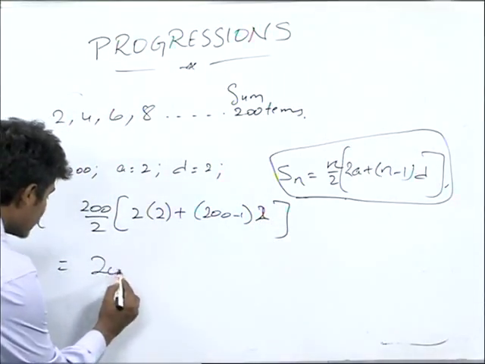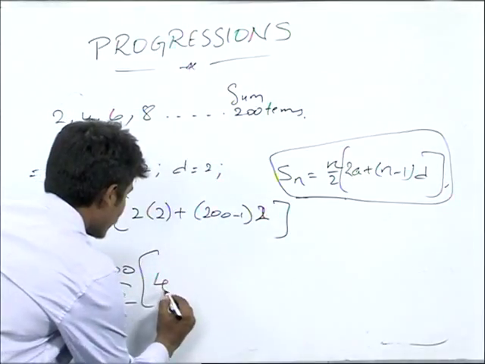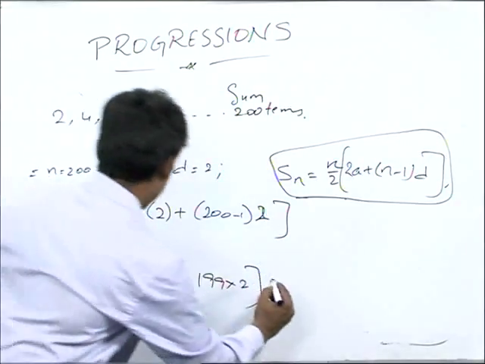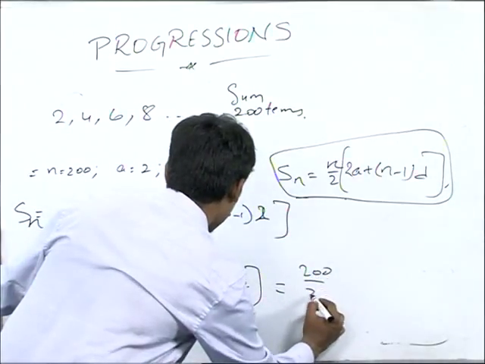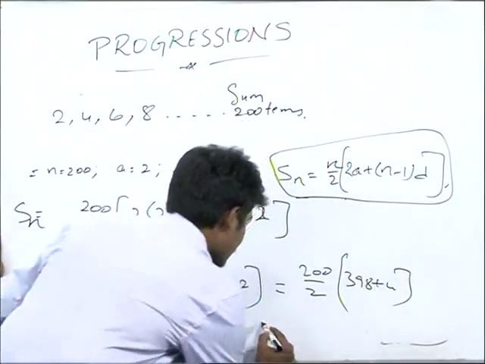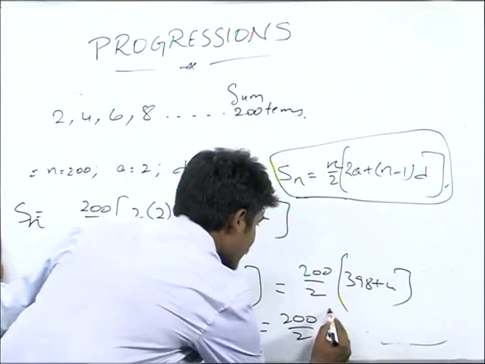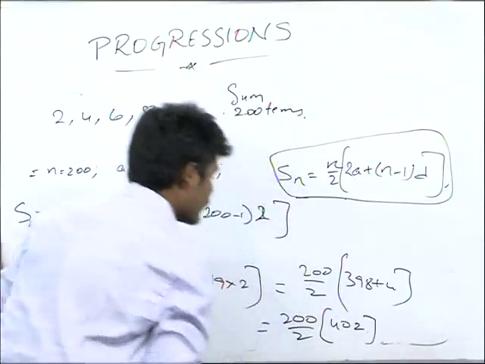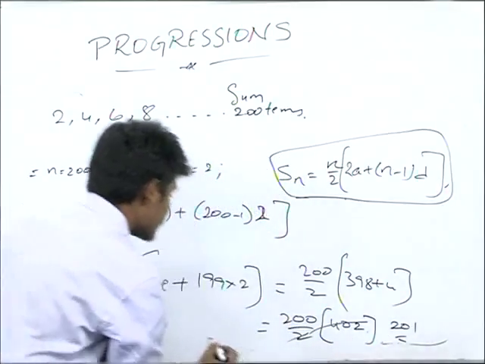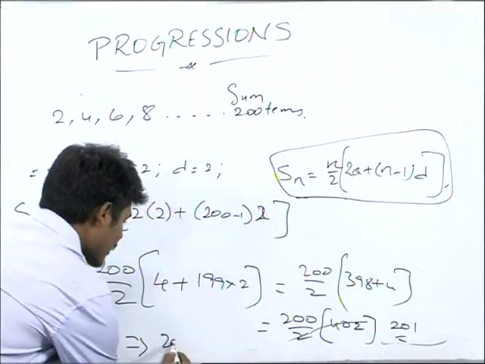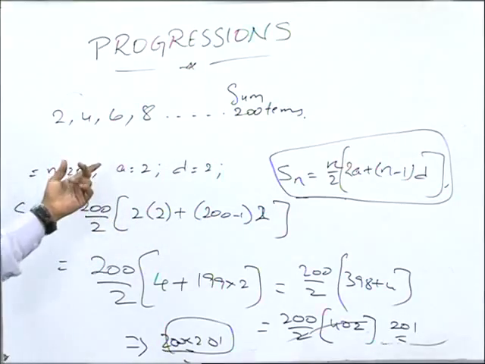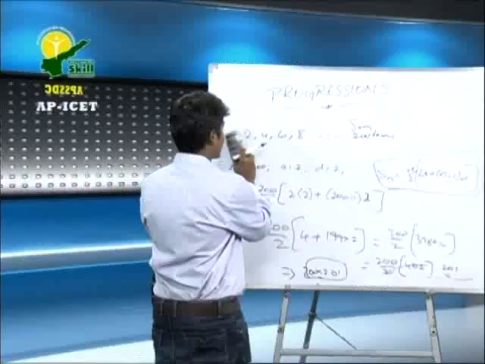So this would result in 200 by 2 into (4 plus 199 into 2), which is 200 by 2 into (398 plus 4), that is 200 by 2 into 402. We can cancel 402 by 2, which gives 201. So the result is 200 into 201, similar to the one we found above. From this we can conclude that finding the sum of n terms in both cases gives equal results.